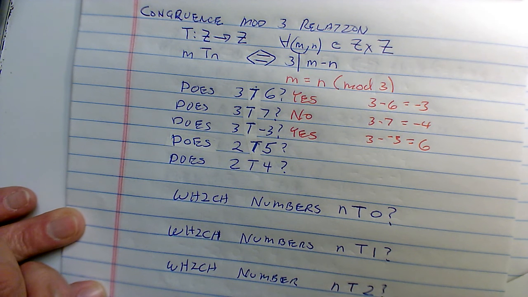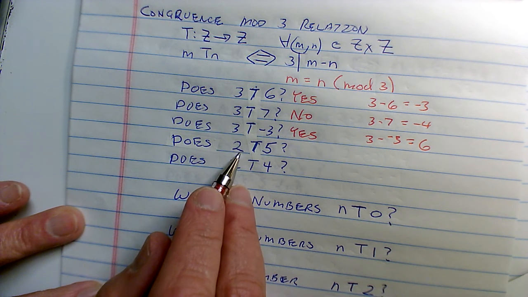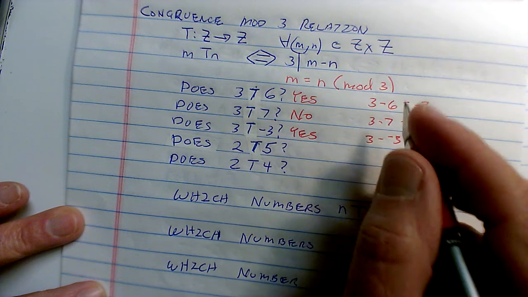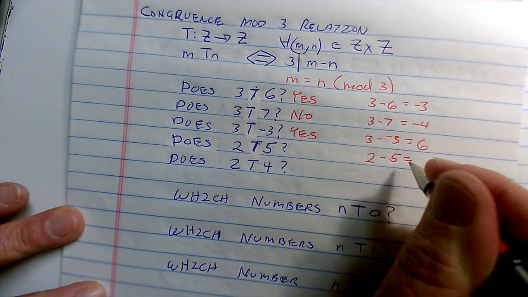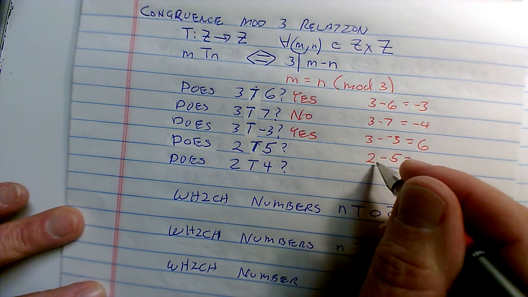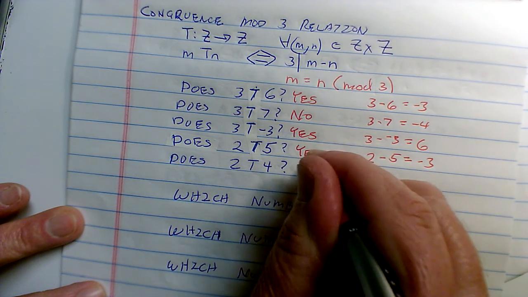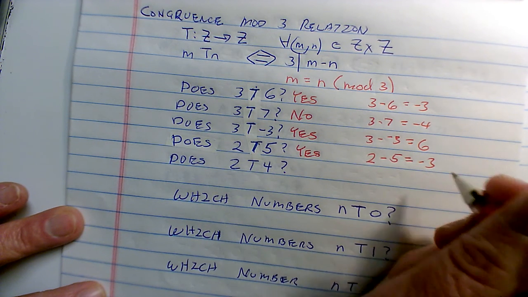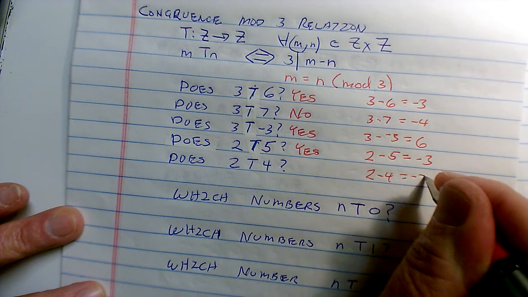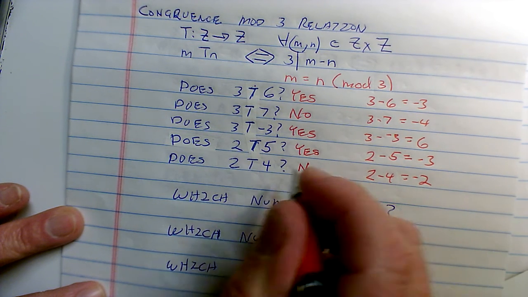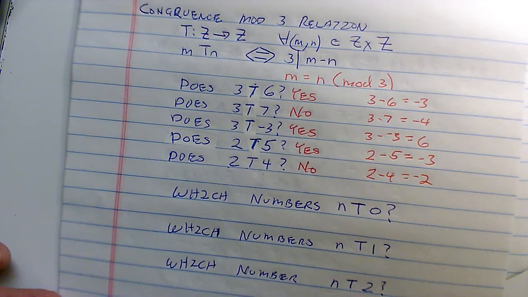Okay, these kind of look a little clearer. Things are going to T 3 if they're multiples of 3. How about 2? Does 2 T 5? If you take 2 and subtract 5, that one does give us something that is divisible by 3. But if you take 2 and subtract 4, we get something that is not. So 2 does not T 4.